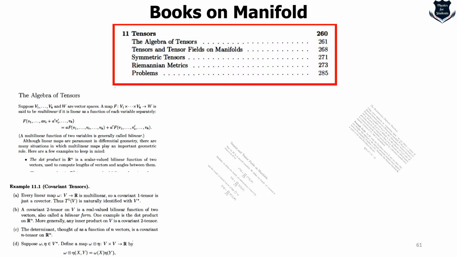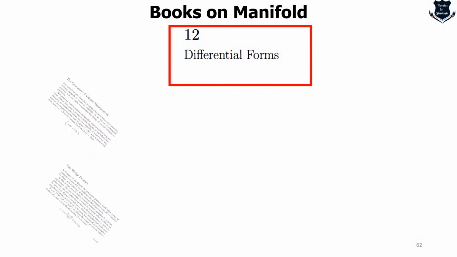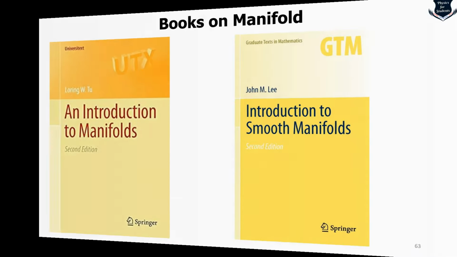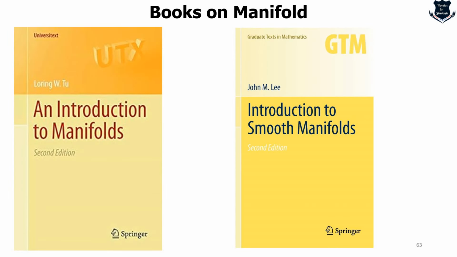It also covers a lot of the algebra of tensors. Then it covers the advanced topics quite in detail, which is called differential forms. Even symplectic forms are covered. Now if I take a comparison of these two books, Loring W. Tu and John M. Lee, I would say go for Loring W. Tu's book first, An Introduction to Manifolds, and not go immediately for Lee's, because not only is it more mathematical in nature, but it assumes that you know a lot of topology. I mean, general topology. So this is what we call the books on manifold.